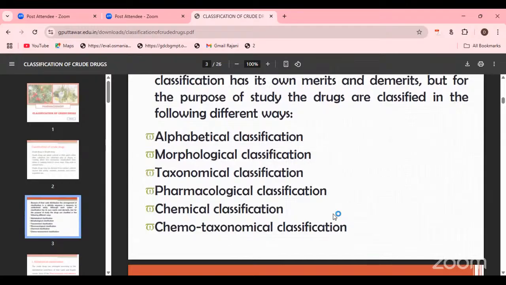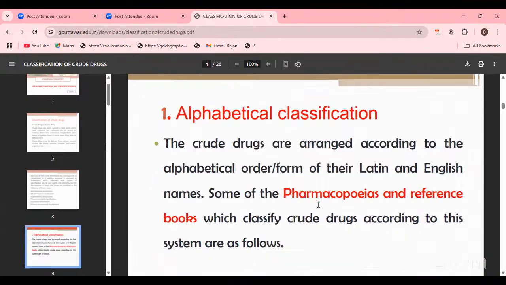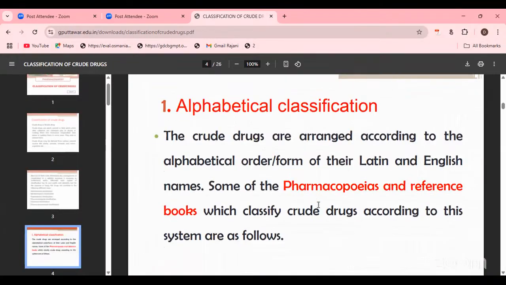First one is alphabetical classification. Second one, morphological classification. Third one, taxonomical classification. Fourth one, pharmacological classification. Fifth one, chemical classification. Sixth one, chemotaxonomical classification. So the classification of drugs is divided into six types. The first one is alphabetical classification.